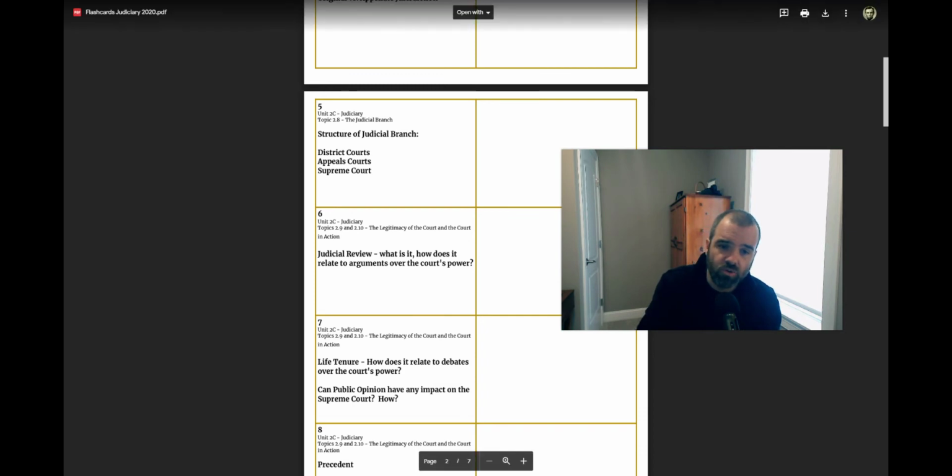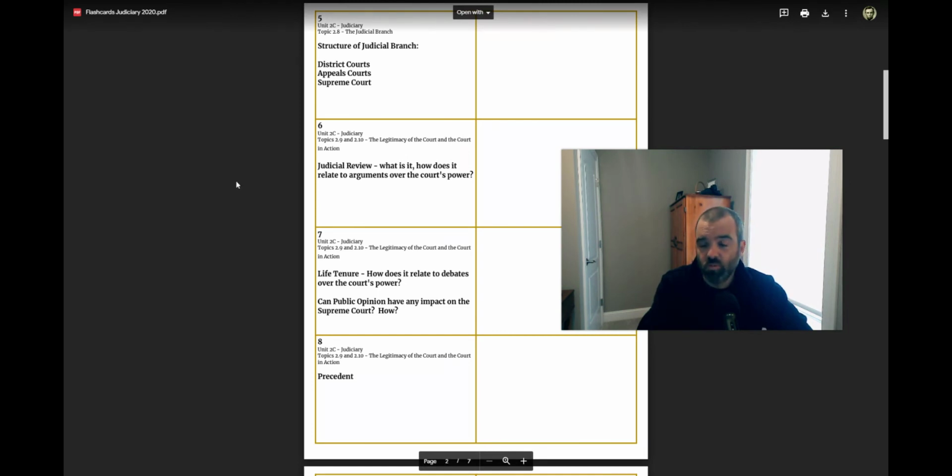We've talked about judicial review, okay? So, the ability to strike down laws as unconstitutional also applies to actions of the executive or government agencies. The courts can strike those down as well. And how does it relate to arguments over the court's power? I mean, this gives the court basically an immense amount of power.